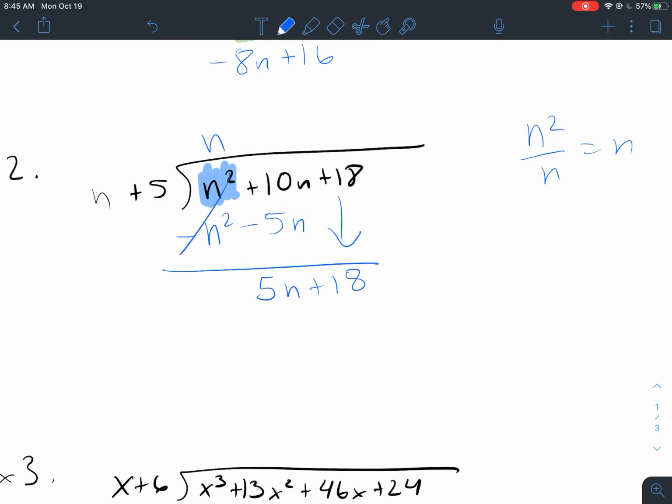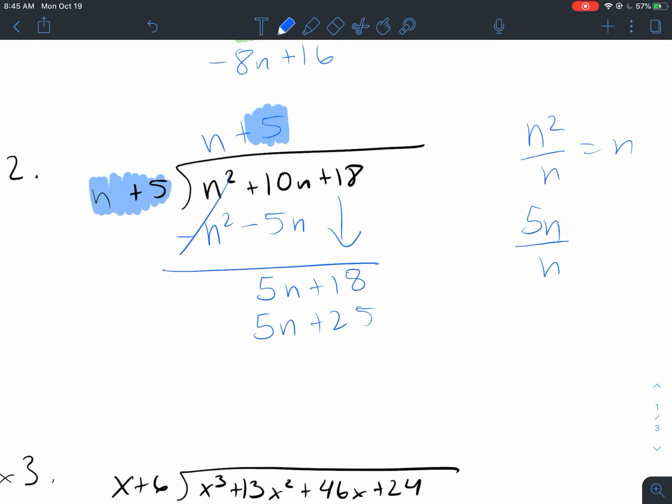So now I'm going to look at this guy and divide it by this guy. So I do 5n divided by n. That's going to give me a 5. So now I'm going to go ahead and multiply this 5 with this binomial. So I get 5n plus 25.